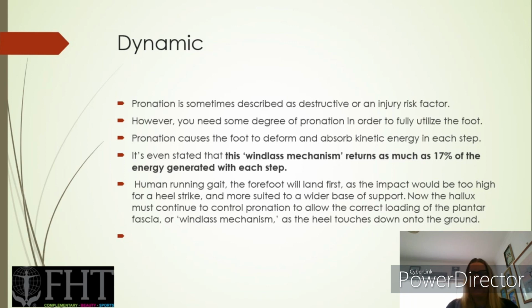During human running gait, the forefoot will land first, as the impact will be too high for a heel strike and is more suited to a wider base of support. Now, the big toe must continue to control pronation to allow the correct loading on the plantar fascia, or as it's also known, the windlass mechanism, as the heel touches down on the ground. So we're going to talk a little bit more about the windlass mechanism and also some of the problems that we can see within foot dynamics.